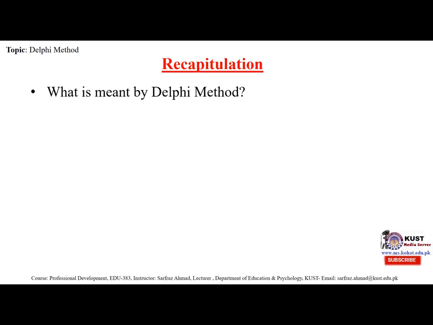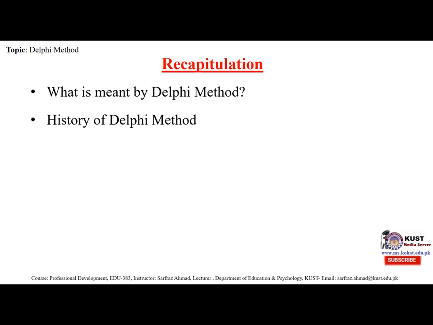And if we want to understand the history of the Delphi method, it was originally conceived in the 1950s by Olaf Helmer and Norman Dalkey of the Rand Corporation. The name refers to the Oracle of Delphi, a priestess at a temple of Apollo in ancient Greece, known for her prophecies.